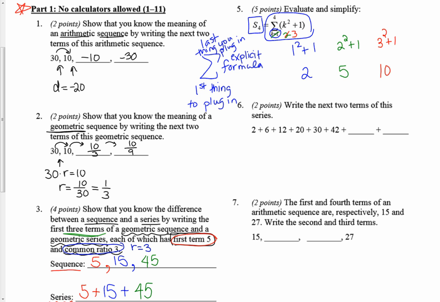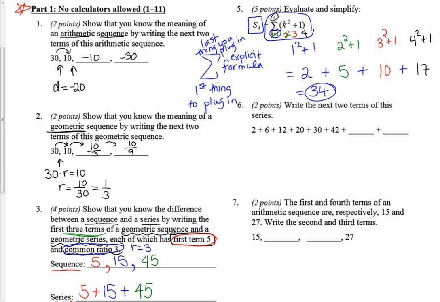The next thing I'm going to plug in is a 4. Notice 4 is the number on the top, so that's the last thing I'm going to plug in. I do 4 squared plus 1, so that's 16 plus 1, which is 17. So I've just expanded each of the terms, but because this is a series, that means I need to add all of these numbers together. So I have 2 plus 5 is 7, plus 10 is 17, plus another 17 is equal to 34, and that's the sum of my series.